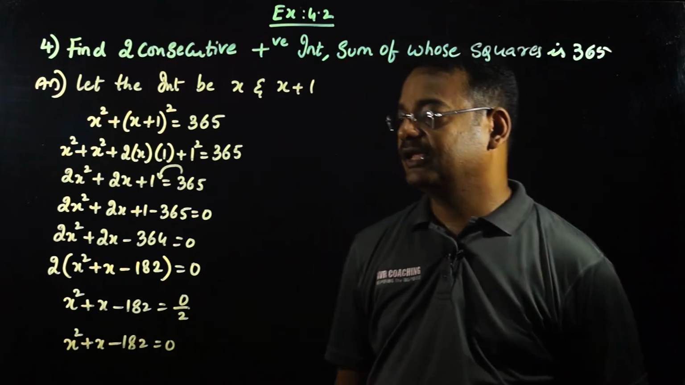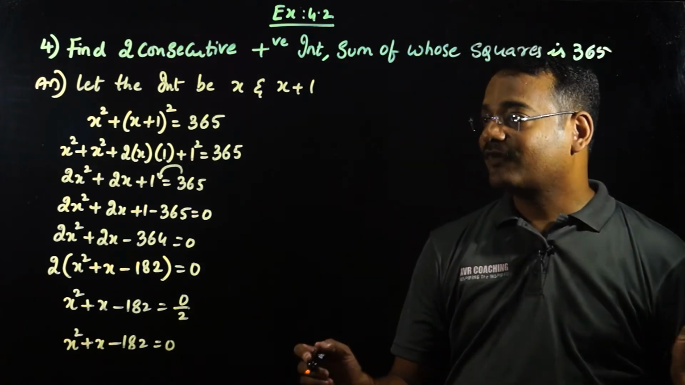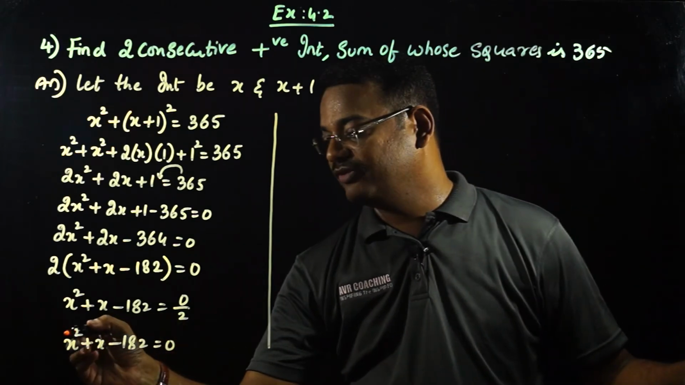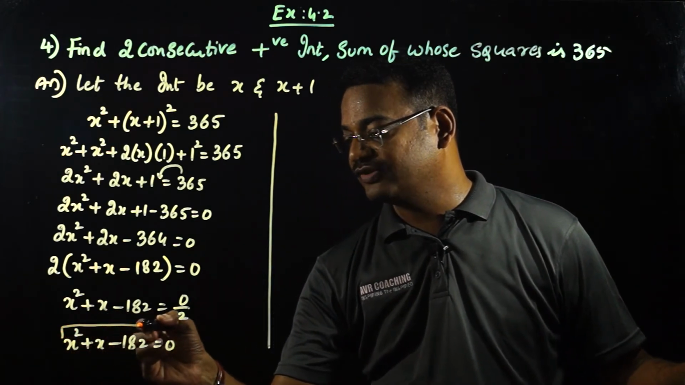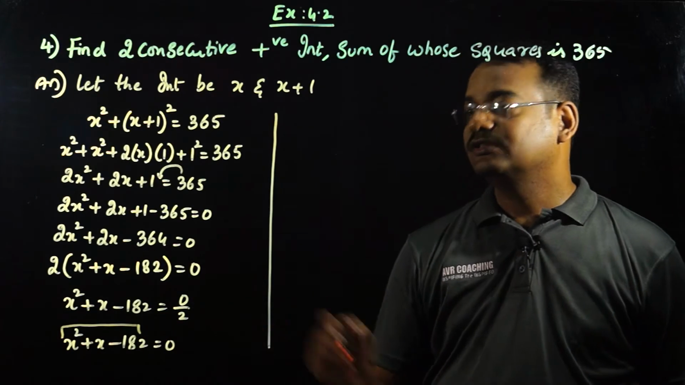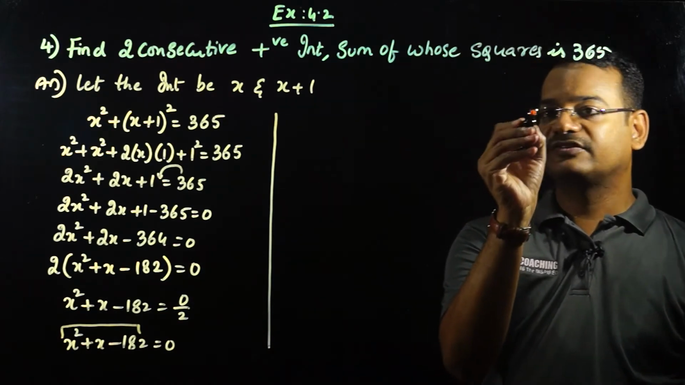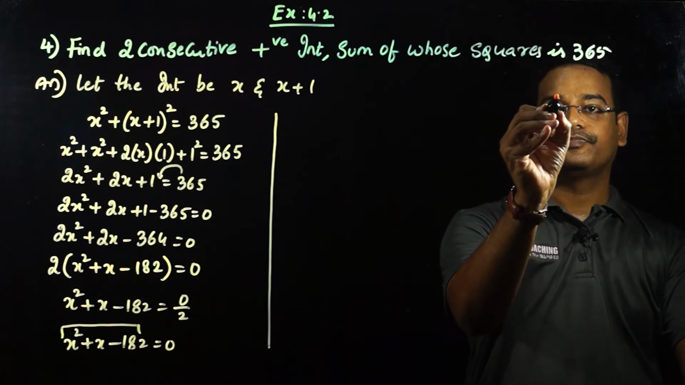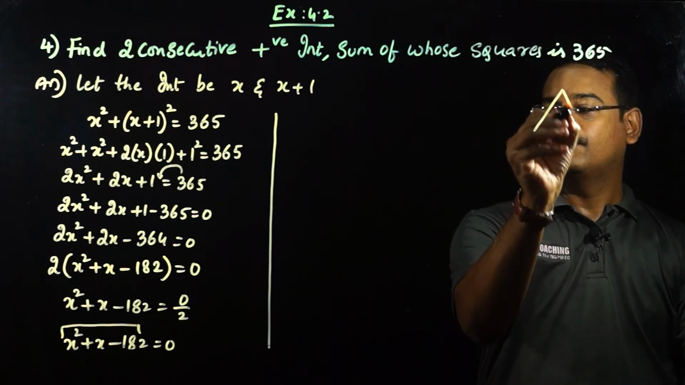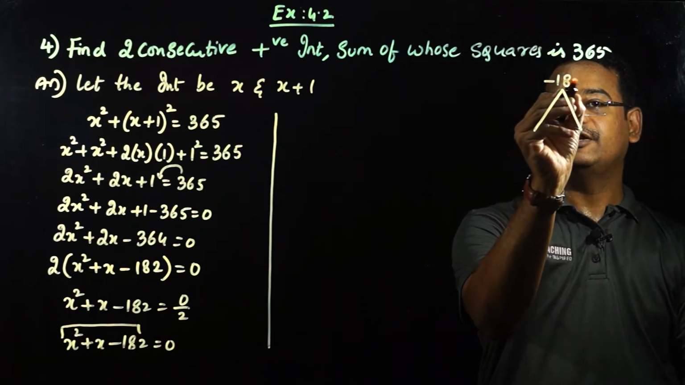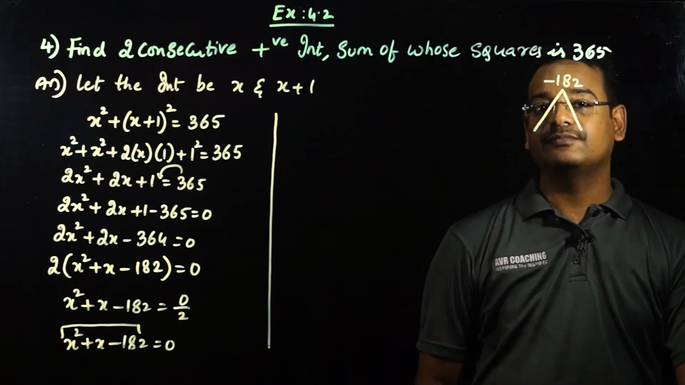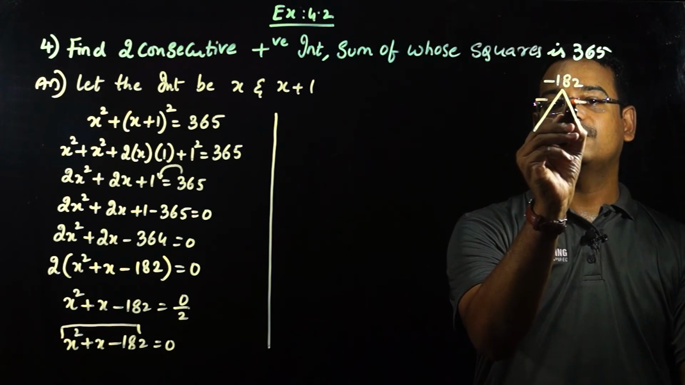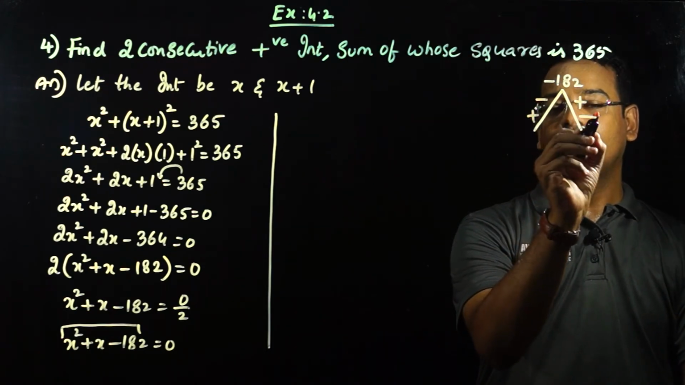This is a quadratic equation and we are going to factorize this. Going with the first step, we will multiply the coefficient of x square and the constant, which will be minus 182. Since the product is minus, we will have two options, that is minus into plus or plus into minus.